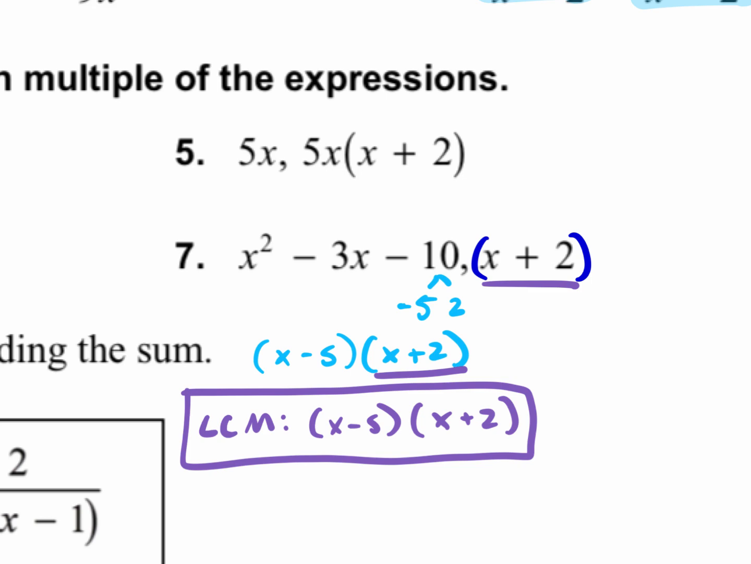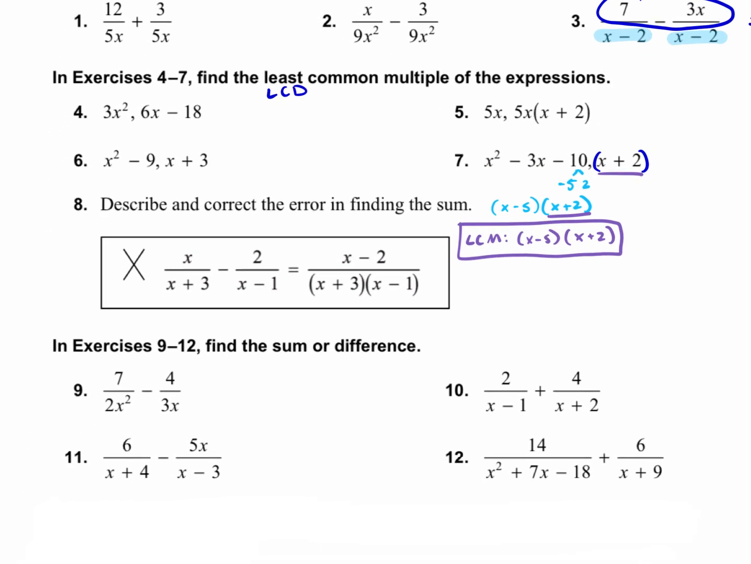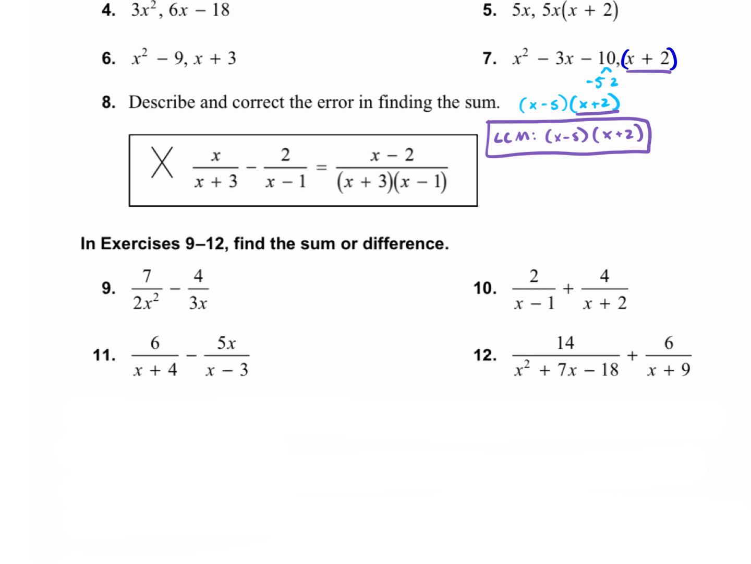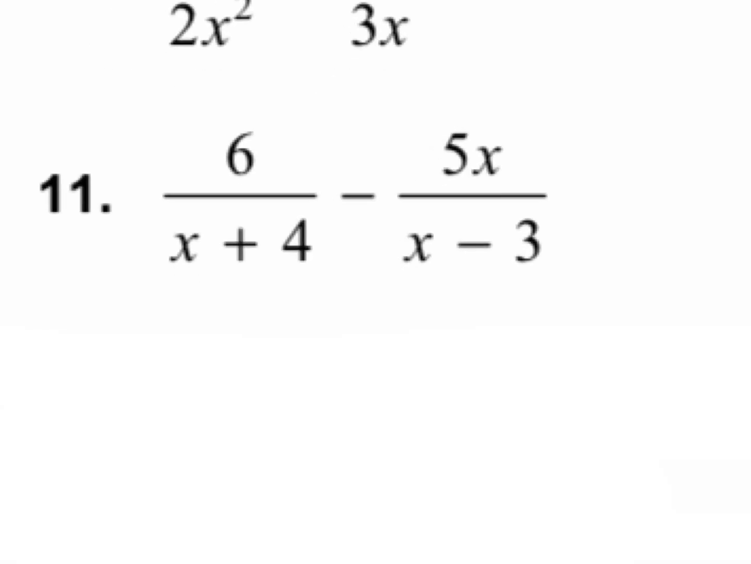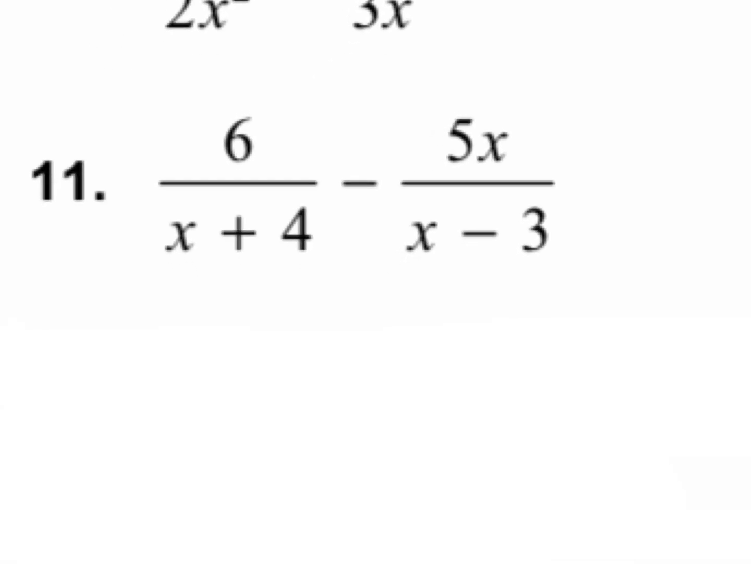All right, let's do number 11. So to find the sum or difference, here we don't have common denominators, so we have to find our least common denominator. One of our factors is x plus 4. The other one is x minus 3. What do you think my least common denominator is going to be? X plus 4 times x minus 3. Perfect. Neither one has anything in common, so we just have to list them both.